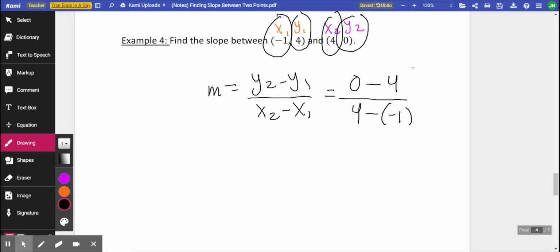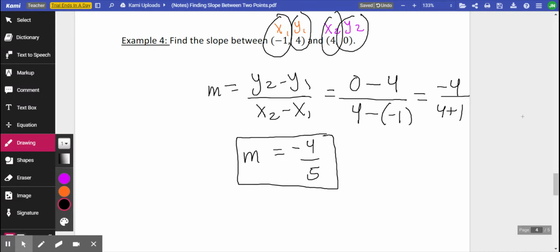So once you plug it in, all you have to do now is simplify. On top, we're going to simplify this to be negative 4. On the bottom, we're going to simplify this to be 4 minus minus 1, which is 4 plus 1. And then the final answer for the slope is going to be negative 4 over 5. So my final answer is the slope is negative 4 over 5, where I go down 4 over 5.